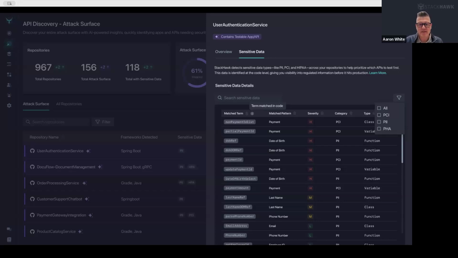We can see the categories, again, PCI, PHI, and PII information, and then providing a little bit more understanding: is this contained within a function or a class? Within that code base, I can search and filter for all of these variables across that repository, and get a good picture of what's actually happening from a sensitive data standpoint.